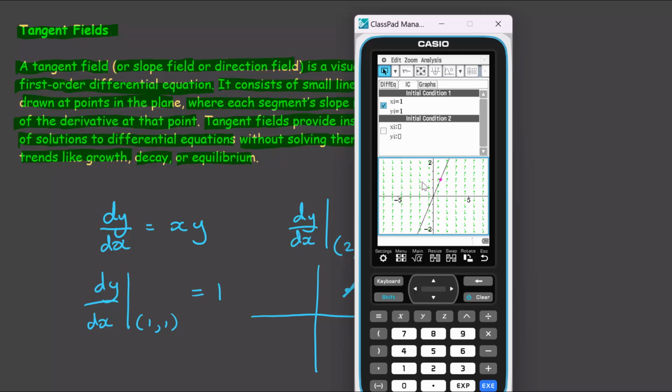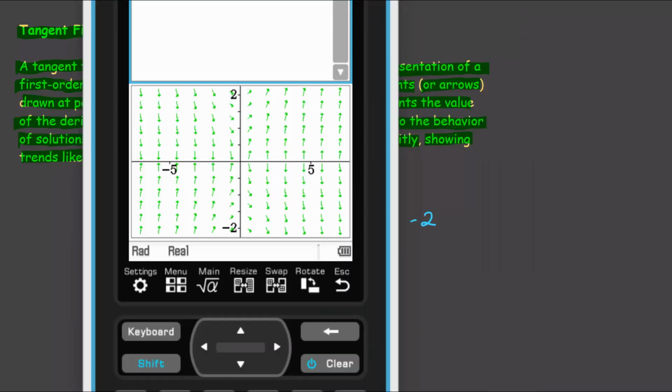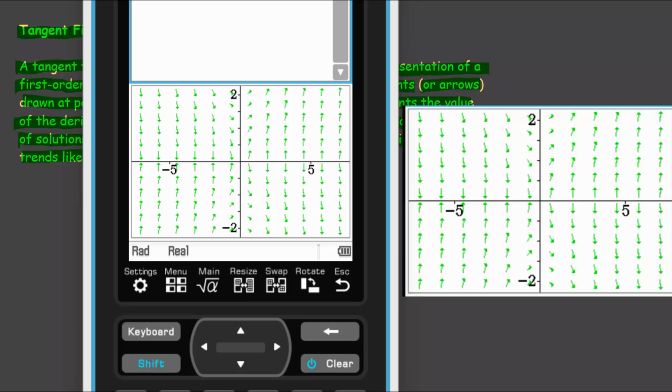And we could actually make this bigger and have a look at it. It's drawn the solution that goes through (1, 1) for me here. If I take out the initial condition and regraph it, it's just going to give me the tangent field. Let's have a look at that bigger. So notice that I typed in the differential equation x divided by y. And it produced for me this tangent field.